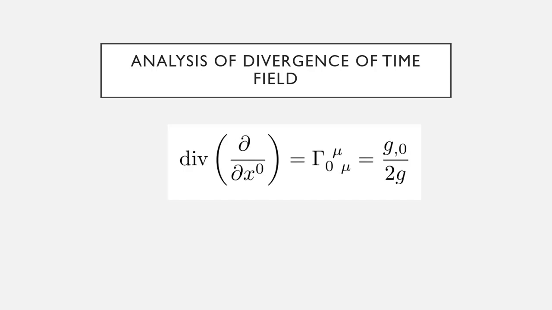And so the divergence of the time vector field ends up being Γ^μ_μ0. And that has a special formula that it's possible to show, is the partial derivative of the determinant of the metric with respect to the time coordinate divided by twice the determinant of the metric.